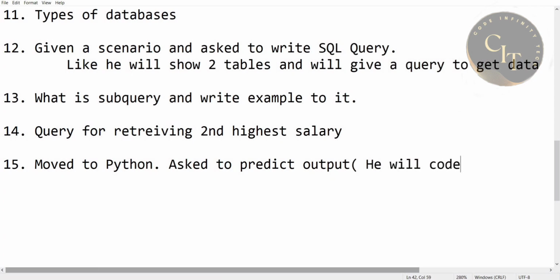As I said, everything was related to your resume. So be confident about the things you mentioned in your resume, and only mention the things that you know very well in particular.